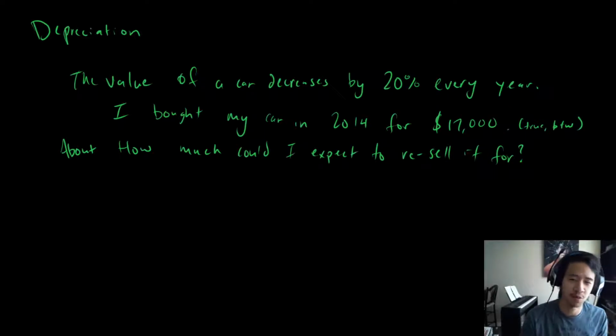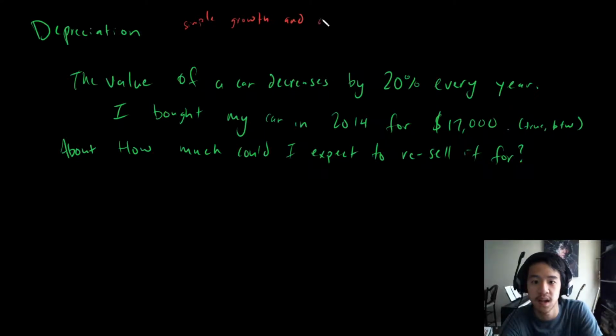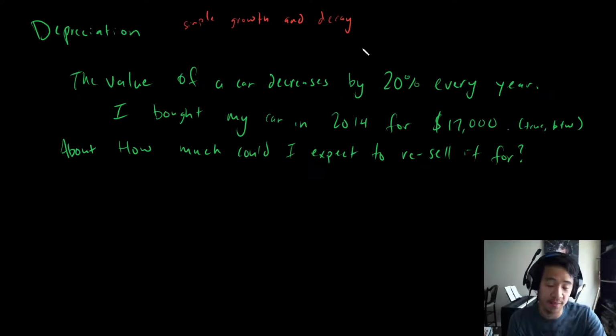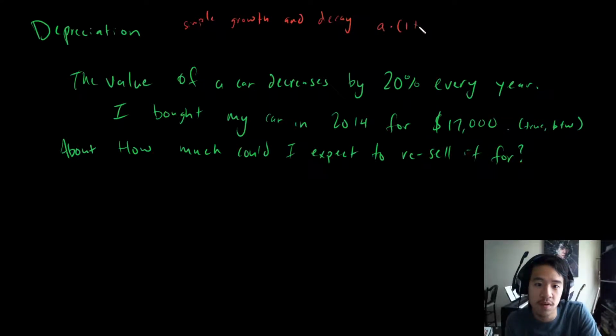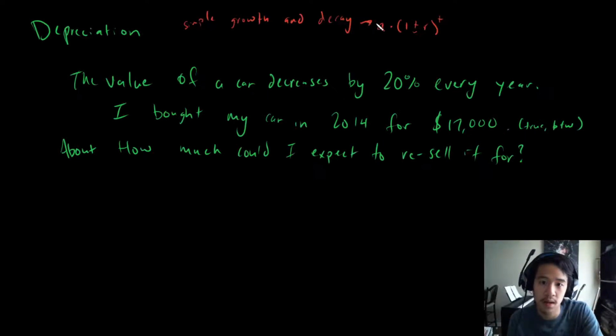So we have a depreciation question. This is going to fall under a category. This category is simple growth and decay, like Donkey Kong. All right, simple growth and decay. And there is a formula for this. This is A times 1 plus or minus R to the T power. All right. So you're going to use plus if you're growing.